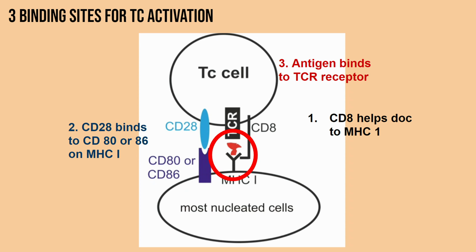Second place where we're binding is CD28. CD28 is in both helper T cells and cytotoxic T cells, and it's just on the membrane. And then we're binding to CD80 or 86 on the antigen presenting cell, which is just the cell that's infected with the pathogen that's presenting the antigen. And then the last spot is between the actual antigen and the T cell receptor that's binding to the antigen.